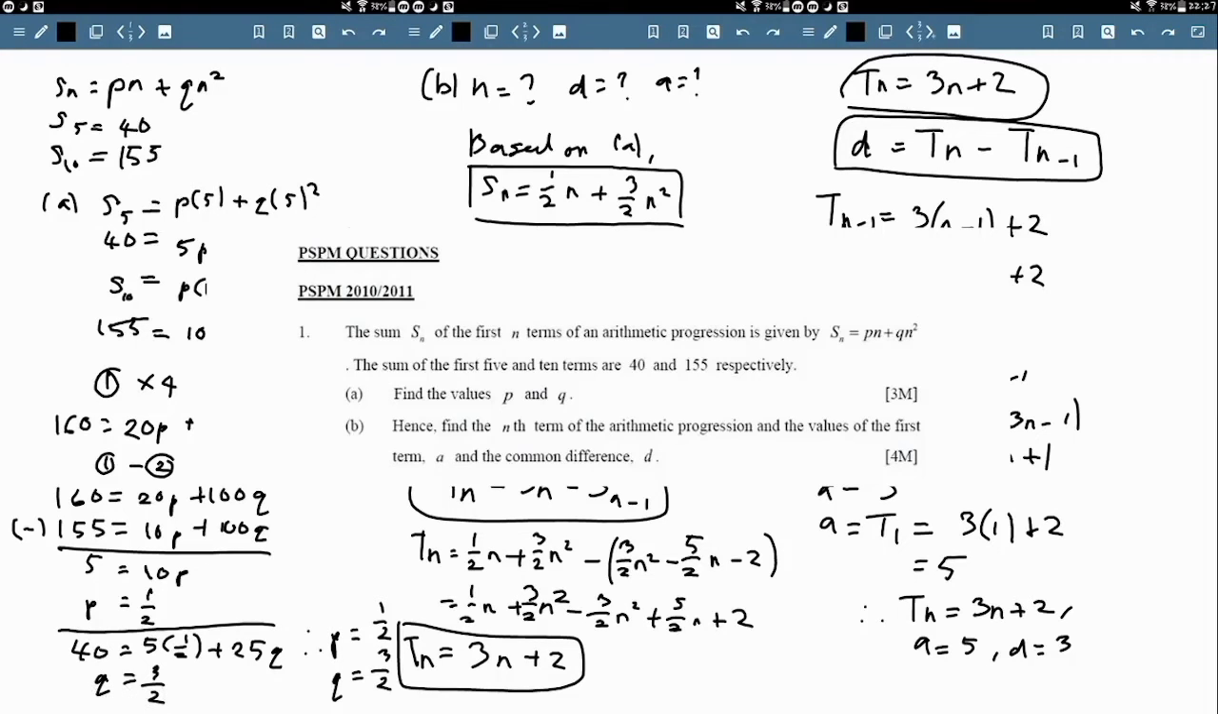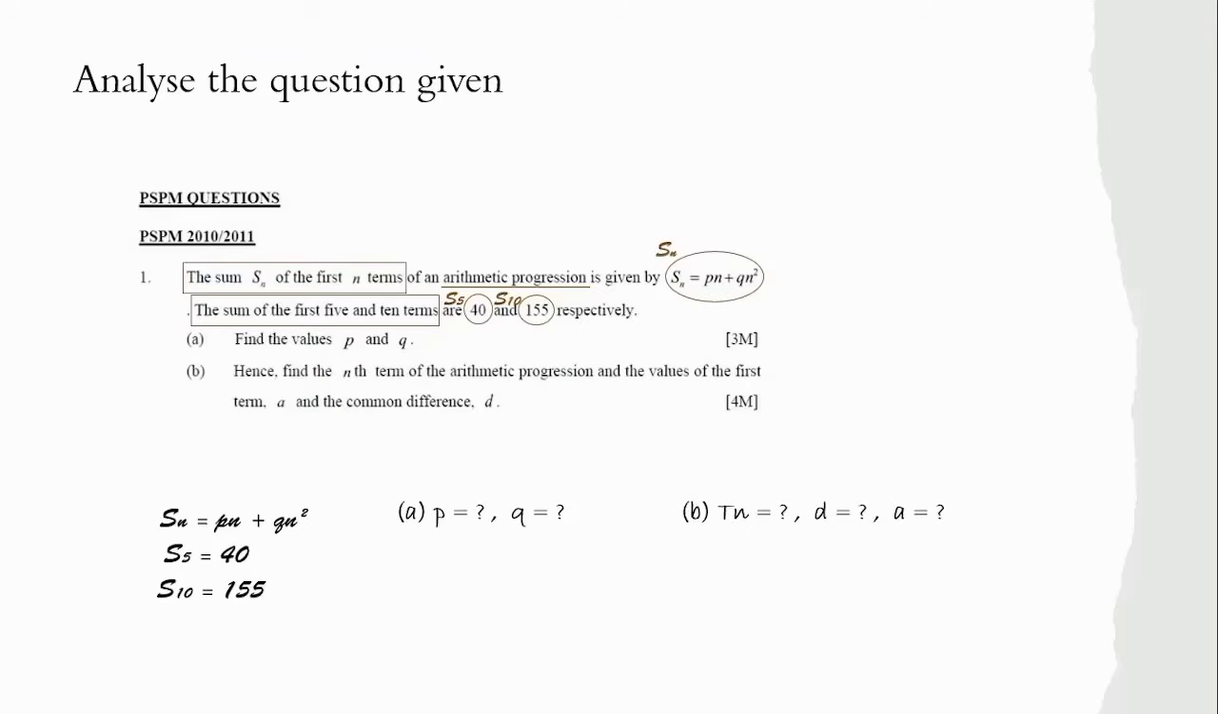SPM question 2010 and 2011. Now we have to analyze the question given. The sum Sn of the first n terms of an arithmetic progression is given by Sn equal to Pn plus Qn squared. The sum of the first 5 terms is S5 equal to 40, while the sum of the first 10 terms is S10 equal to 155 respectively. The question asks us to find the values of P and Q. Hence, find the first n terms of the arithmetic progression, Tn, and the value of the first term T1 and the common difference D.